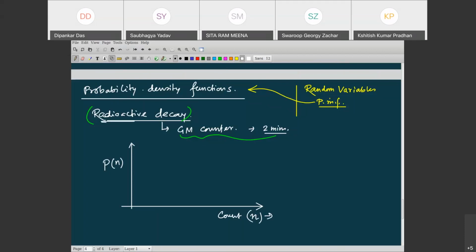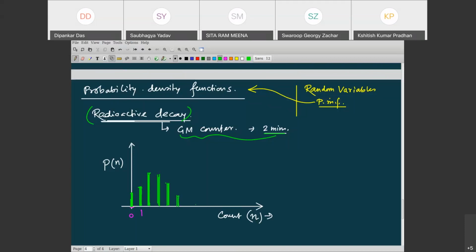Depending on the radioactive substance that is emitting alpha or beta particles, if I observe it for long enough, then I can assign probabilities to get zero count. So there is a certain probability to get no count in 2 minutes, that no particle enters. Suppose I draw a bar. This is my n equals 0. And then the probability for observing n equals 1 count is something like this. All the heights of the bars are always less than 1 because it's a probability. And this is n equals 1, this is say n equals 2, and say n equals 3.